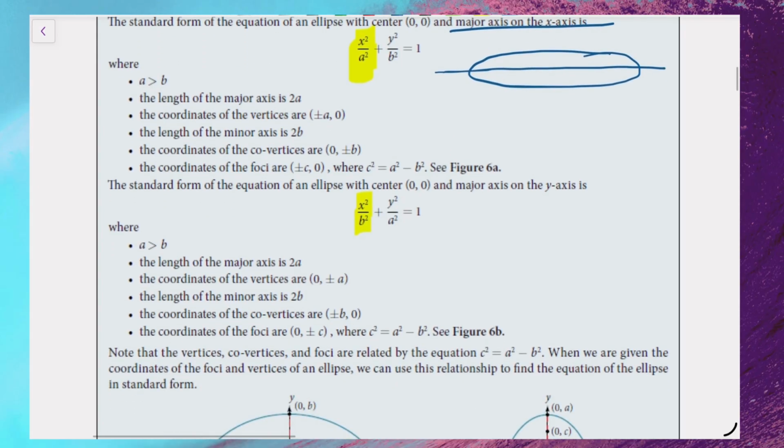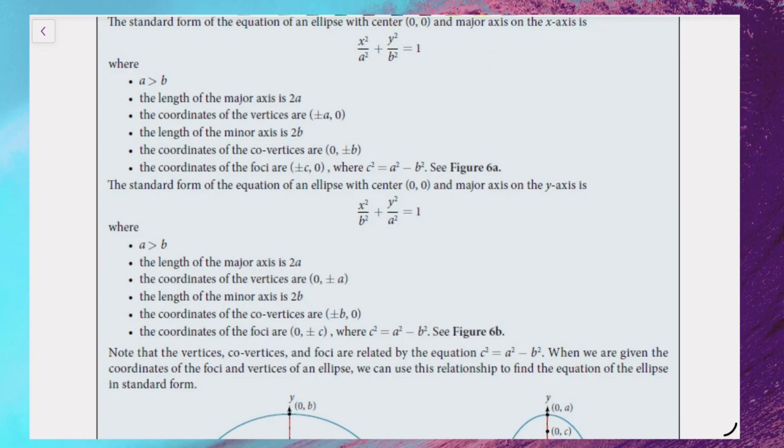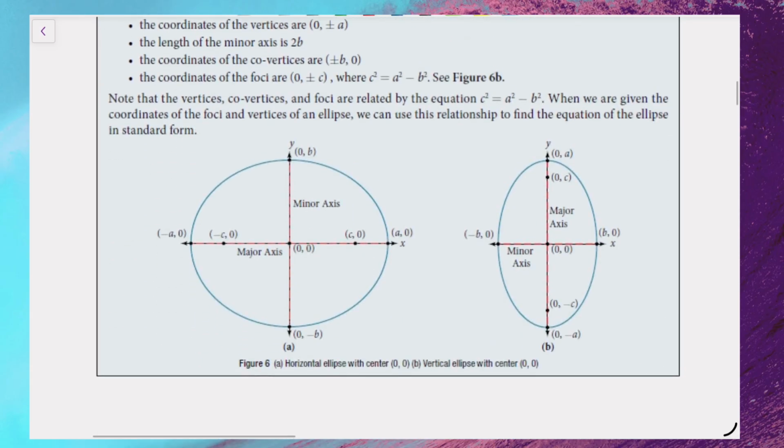All right, now down in this next one, the a squared is below the y squared piece. That's going to be elongated vertically, where this major axis is parallel to the y-axis. I know that it says it's on it, but that's only because our center is at 0, 0 for these two examples, okay? So here's our two pictures.